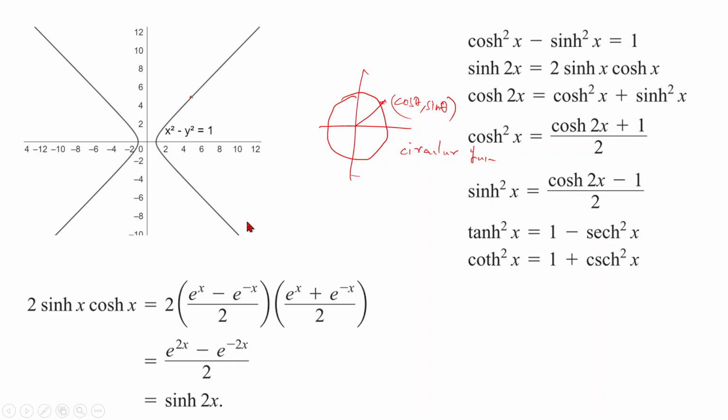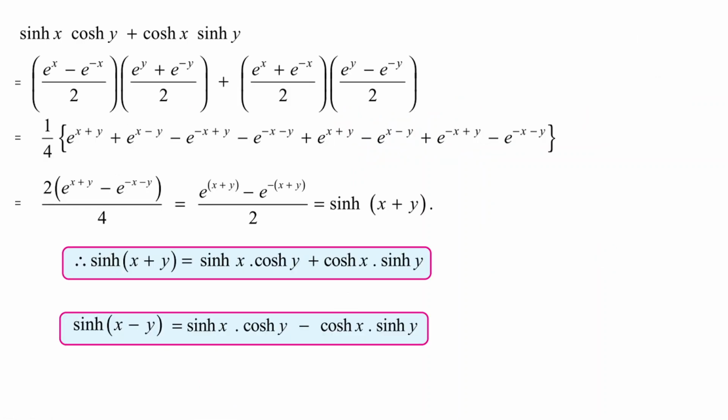For example, we want to see sinh x into cosh x, two times of that. This is sinh x, this is cosh x. If you multiply this, you will get sinh 2x. Now if you want to do sinh x cosh x, basically we want to derive this one, sinh of x plus y. We take this one and try to multiply.